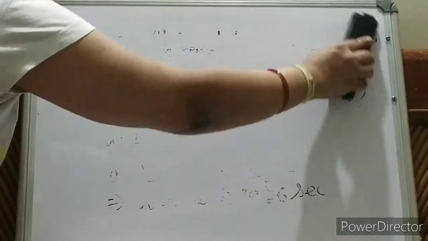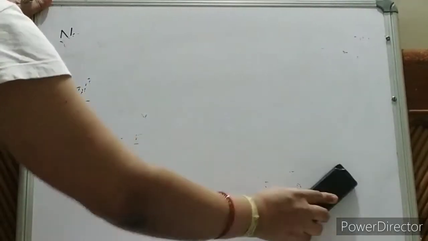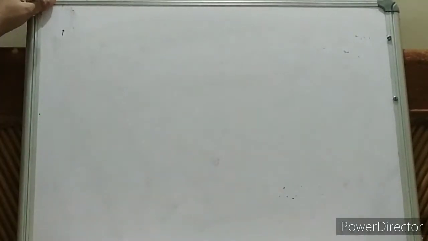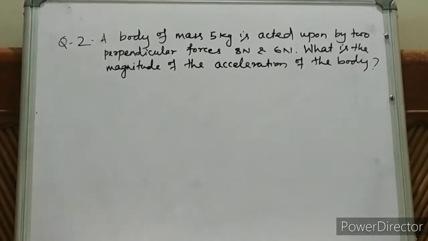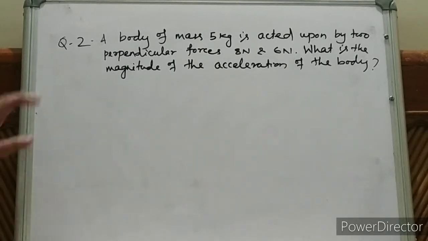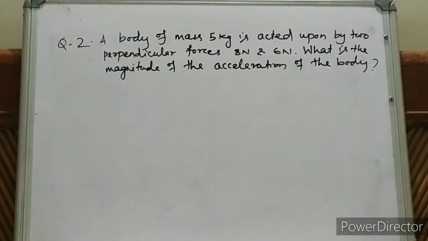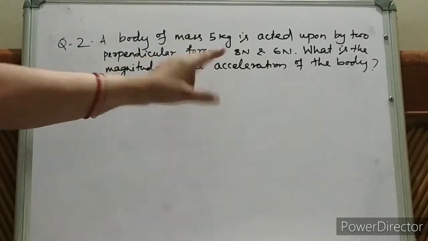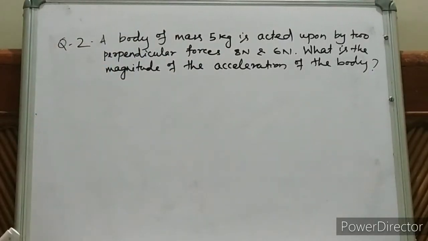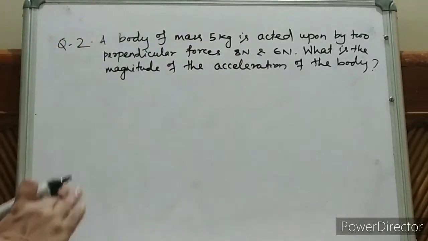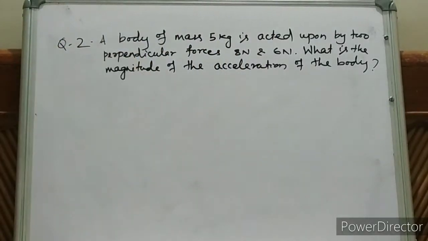We will move to the next problem right now. Let me write the next question. A body of mass 5 kg is acted upon by two perpendicular forces, 8 Newton and 6 Newton. What is the magnitude of the acceleration of the body? We have to find out the acceleration of the body.